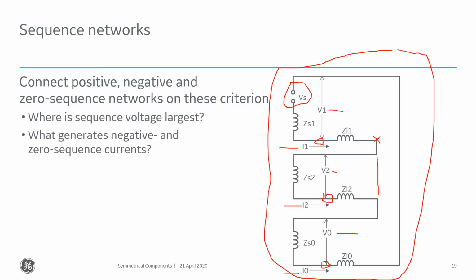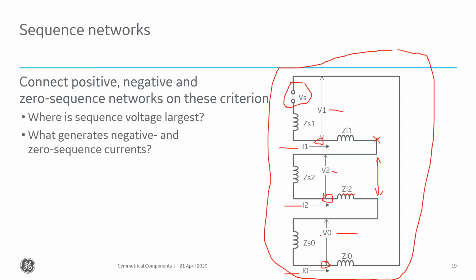Because as I get closer to the fault, the more negative sequence impedance I have here, the voltage that I see right here at the fault location is going to be equal to the negative sequence current times this negative sequence impedance. So as I move closer to the fault, my negative sequence voltage gets higher. But as I move closer to the fault, my positive sequence voltage gets smaller.